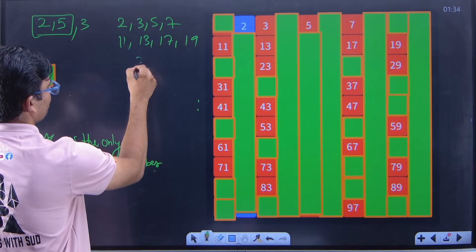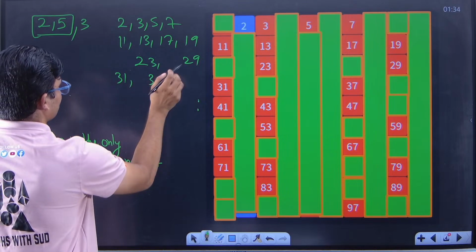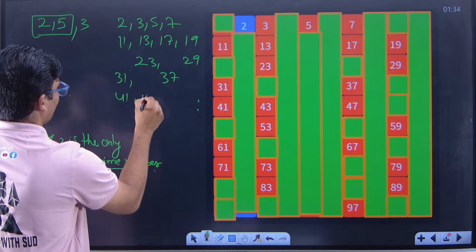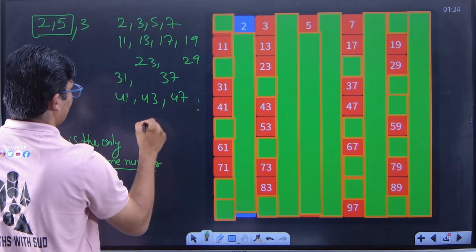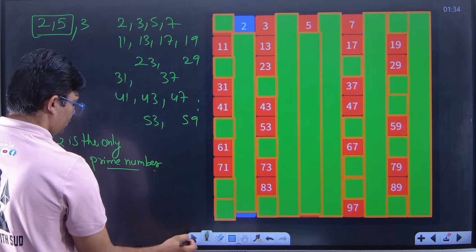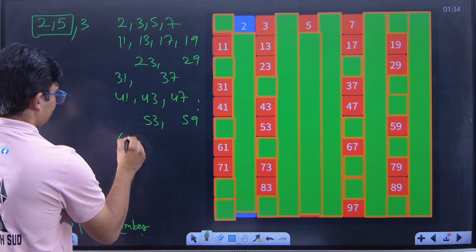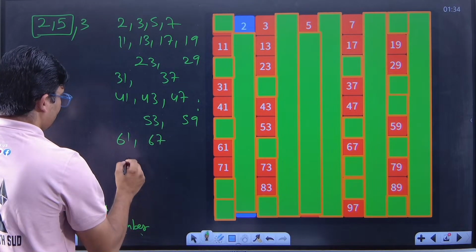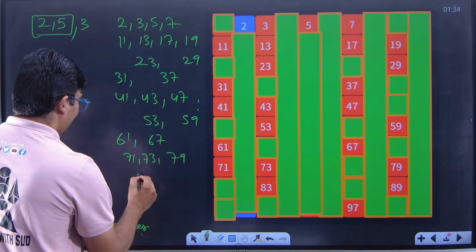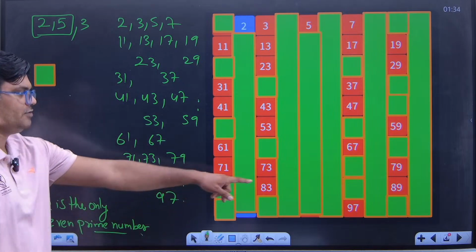Then you have 23 and 29. Then you have 31 and 37. Then you have 41, 43, then 47. Then you have 53 and 59. Then you have 61 and 67. Then you have 71, 73, 79. Then you have 83 and 89. Then you have 97, the only single prime number in the last row.